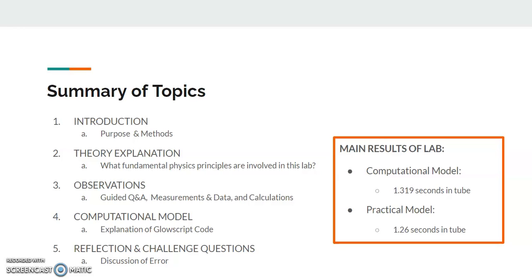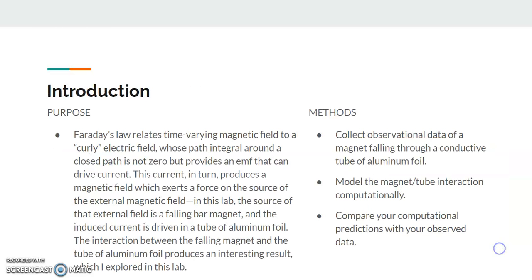To preface this discussion, it's important to keep in mind the two main results from the lab. After experimentation and computer modeling, the experimental result for time taken for the bar magnet to fall through the tube is 1.26 seconds, and the computer-generated result is 1.32 seconds.